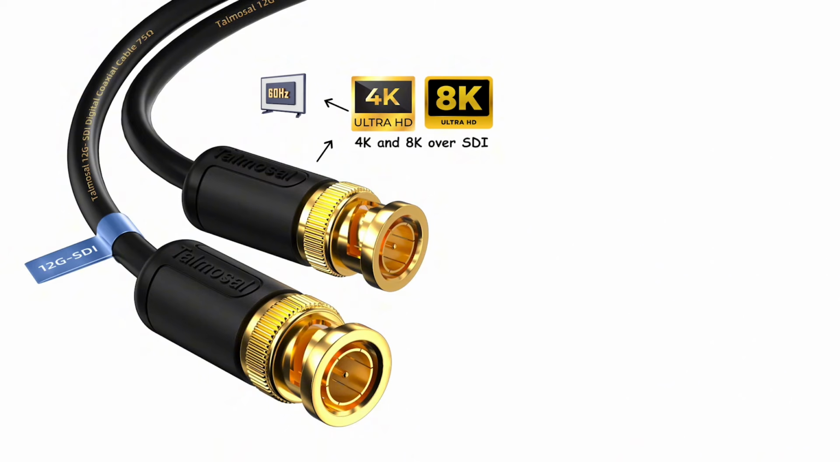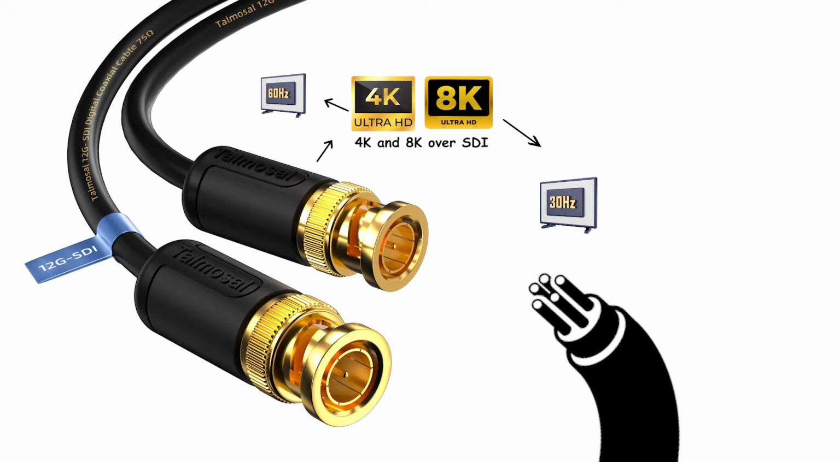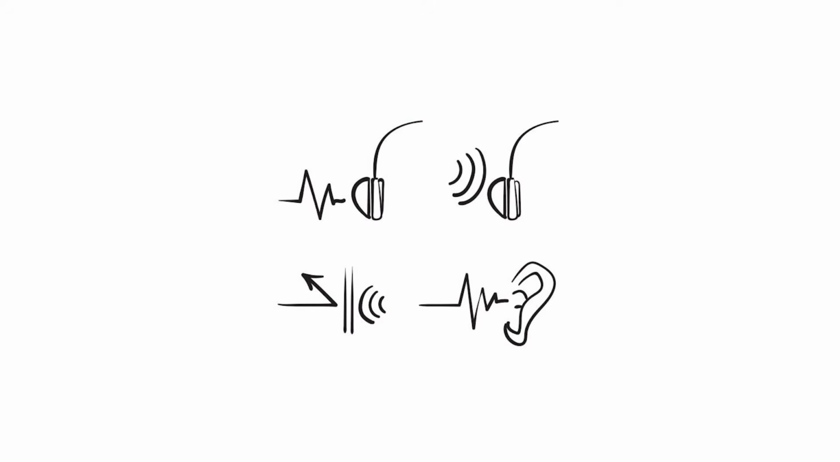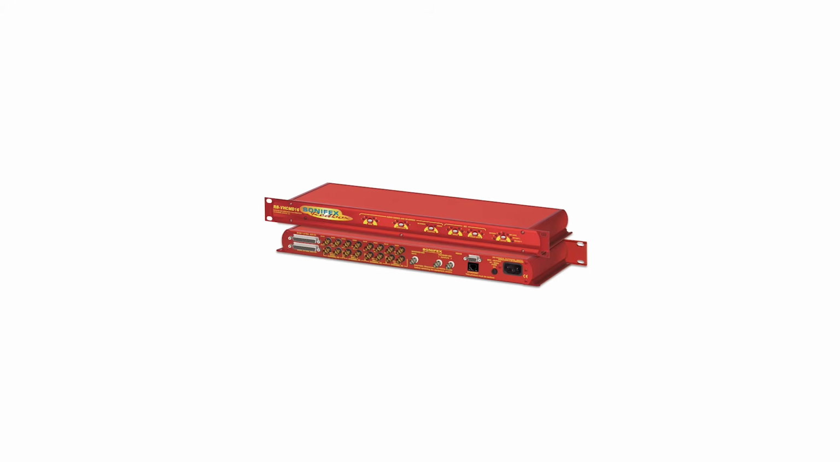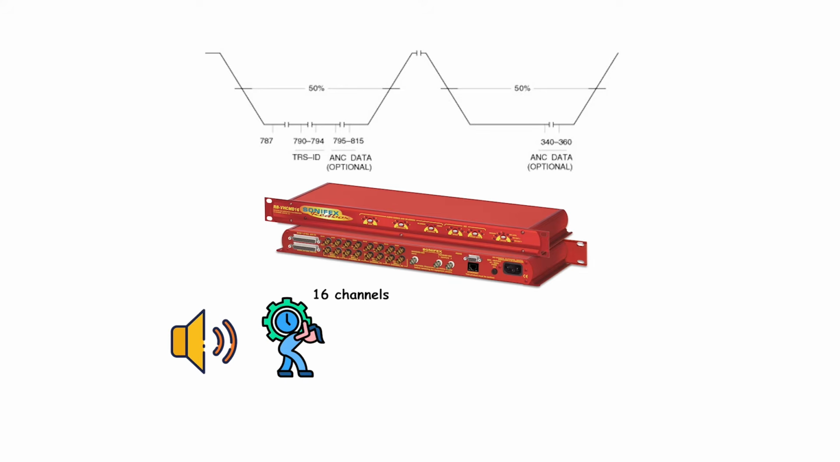Higher modes use multiple links, e.g., dual 12G for 8K 30 or quad-link setups, or shift to fiber extenders for long distances. Embedded audio and ANC. SDI can embed up to 16 channels of digital audio and carry ANC data such as timecode and captions, extracted or inserted by pro converters and routers.